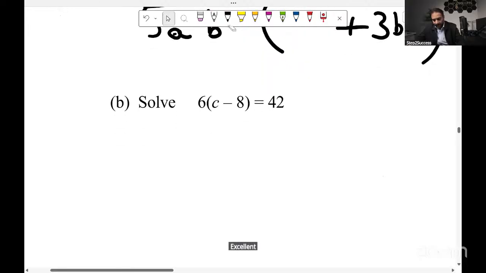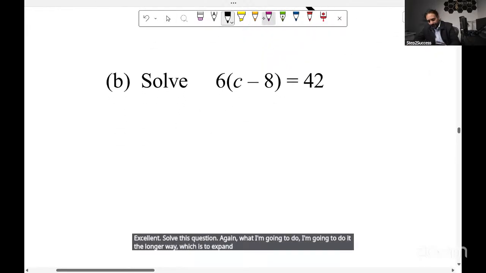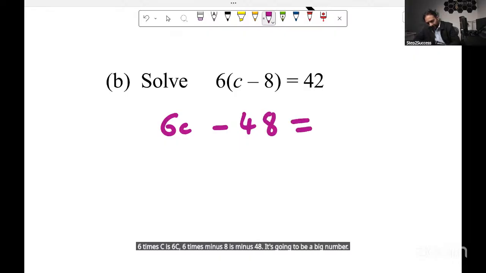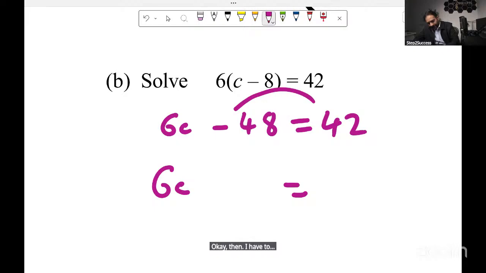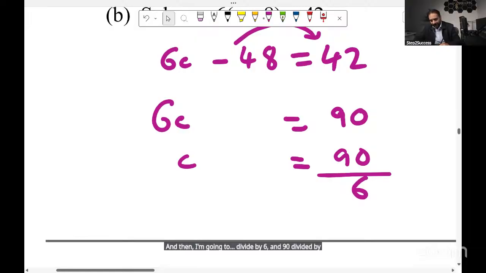Excellent. Solve this question. Again, what I'm going to do is the longer way, which is to expand the brackets out. 6 times c is 6c. 6 times minus 8 is minus 48. Okay, that's going to be a big number. Okay, then I have to add this 48 to this 42 to get 90. And then I'm going to divide by 6, and 90 divided by 6 is 15. Good.